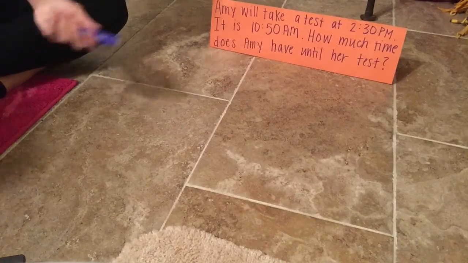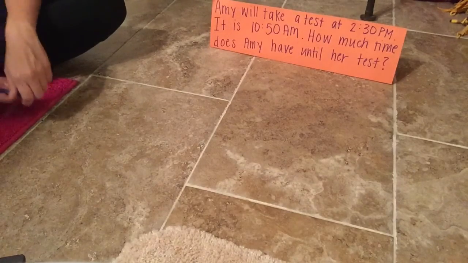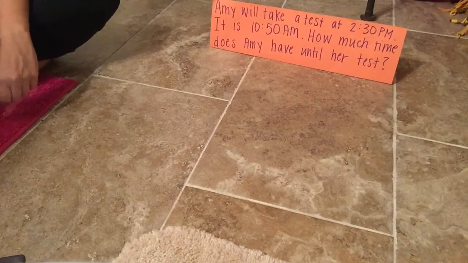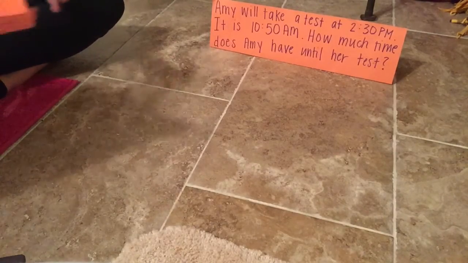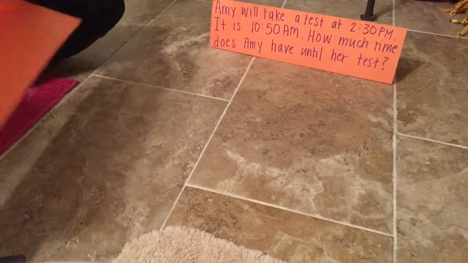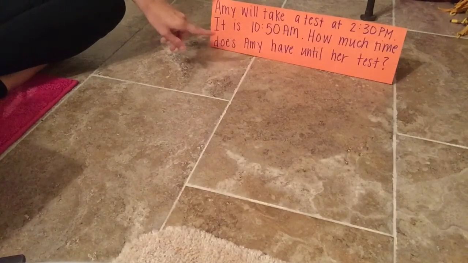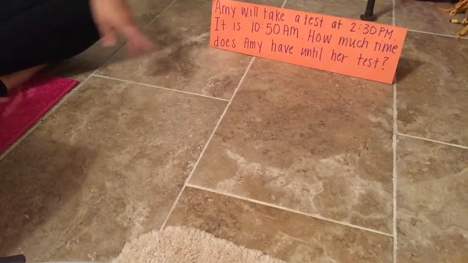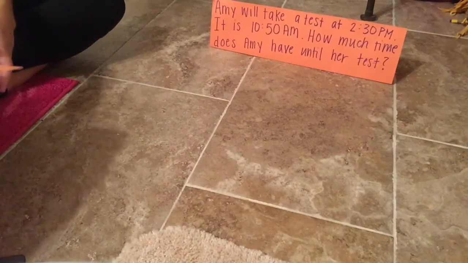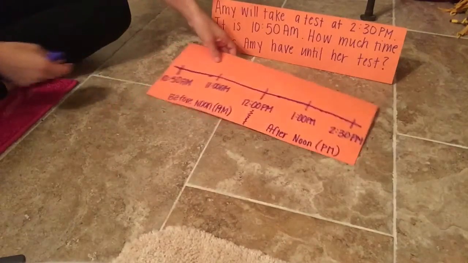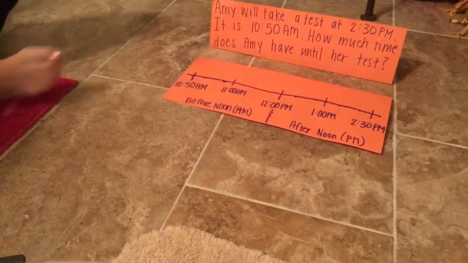So like I said, we're going to use this linear model, and it's going to help us represent the length of time that elapses. So in our word problem, it starts at 10:50 a.m. and our end time is 2:30 p.m., but we need to find the time in between those two times that elapses and figure out how much time she has until her test.